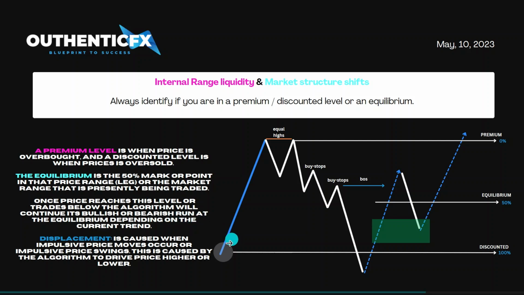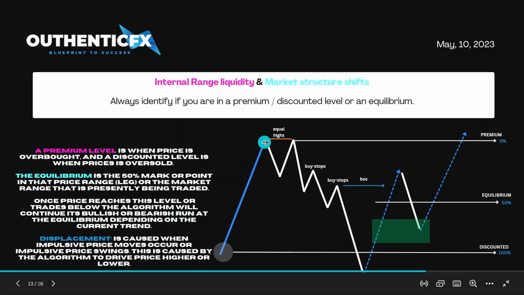So what that basically means is, since we've marked up this range or price leg, we have our premium, discounted, and equilibrium level here. Once price takes out, for example, a discounted level, that is inducing shorts, right? So the market wants people to sell, right? Because they are mitigating the bullish price action that they have implemented. So they want people to sell the market, and they want to close also buy orders that they have opened in this price leg.